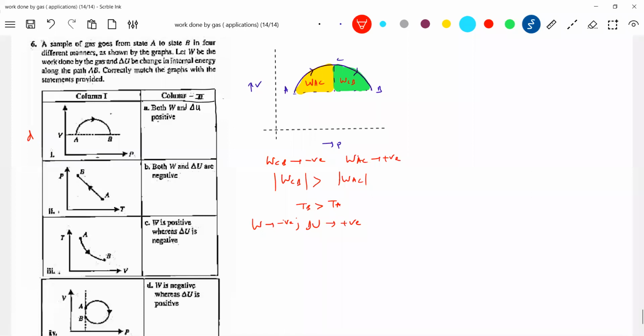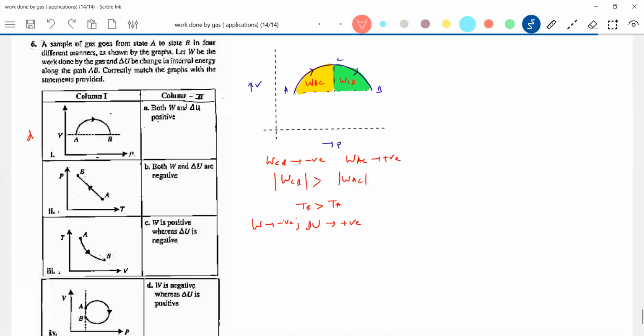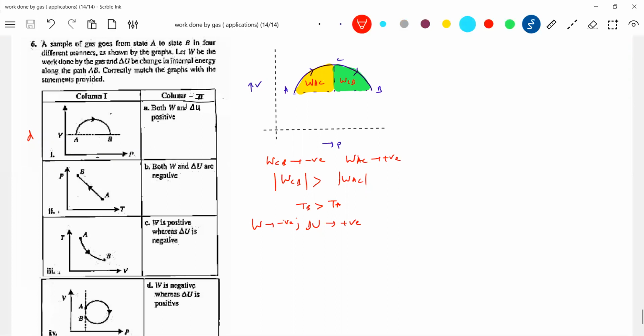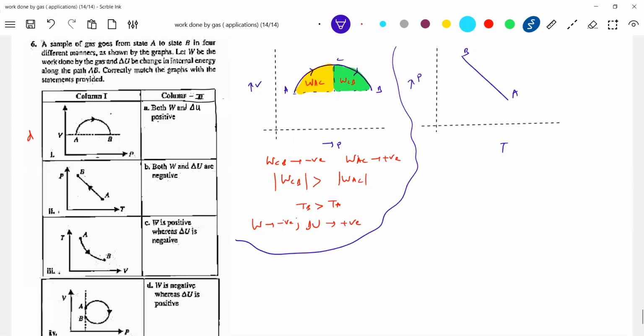Okay, now PT graph. What is a PT graph? How to decide? The student has to put in some small effort, nothing big, not a very big idea. Okay, this is a curve we have. I'll start like this. This is pressure versus temperature. Okay, this is for option 1. Now we are starting option 2. Okay, look at this curve.